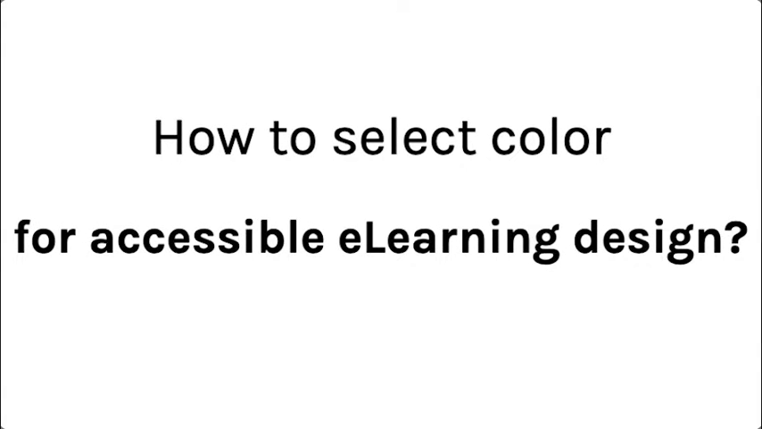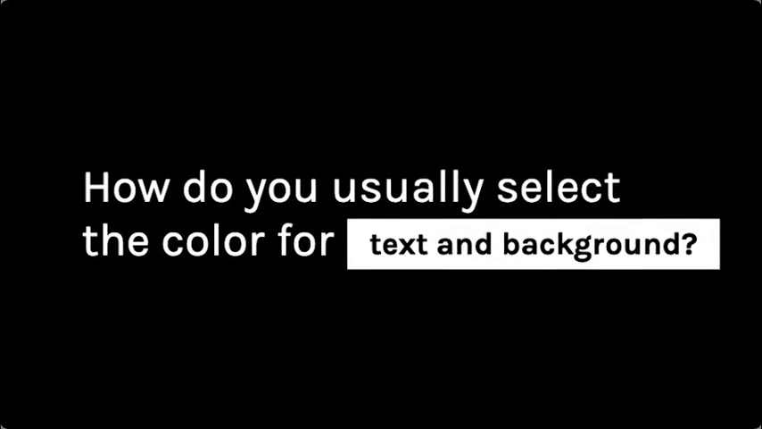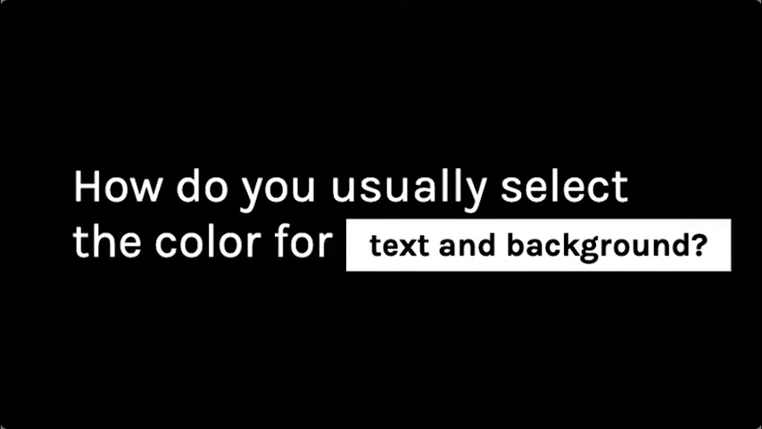How to select color for accessible e-learning design. As an instructional designer, how do you usually select the color for text and background? Have you ever used or seen yellow text on a white background? Or red text on a green background?